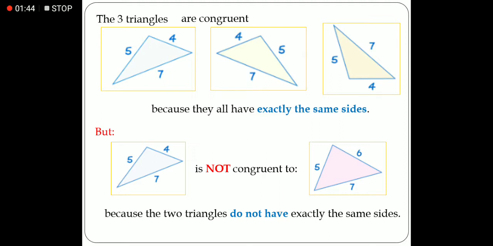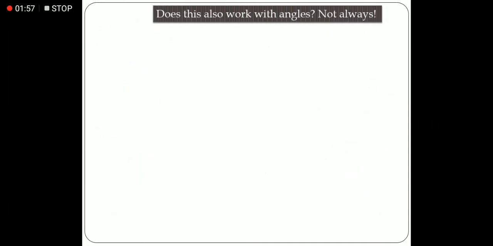Okay? We say that triangles are congruent when they have exactly the same measure of sides, when they fit exactly on each other. That's what we talked about, sides.